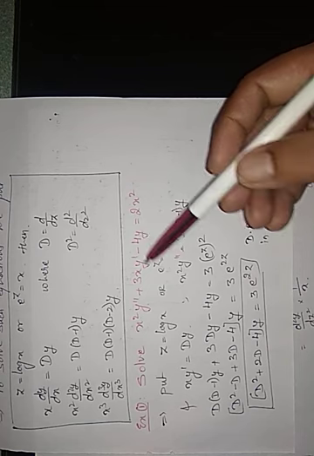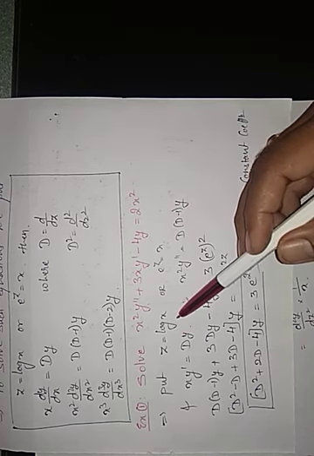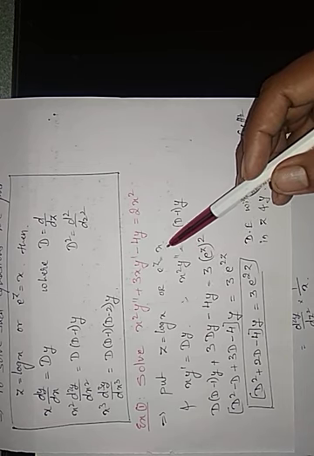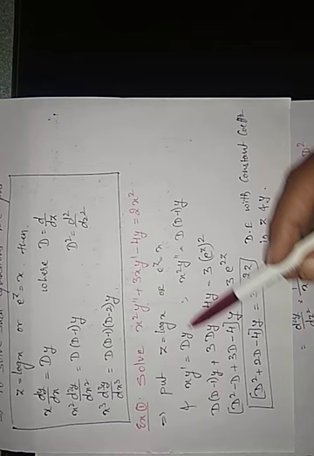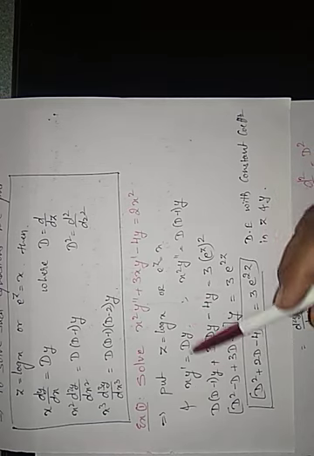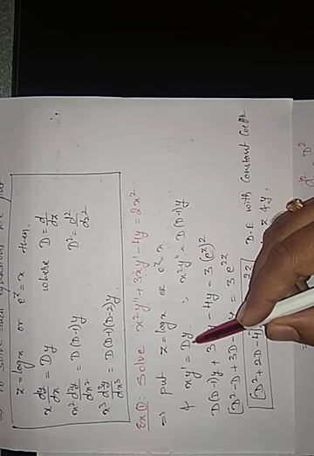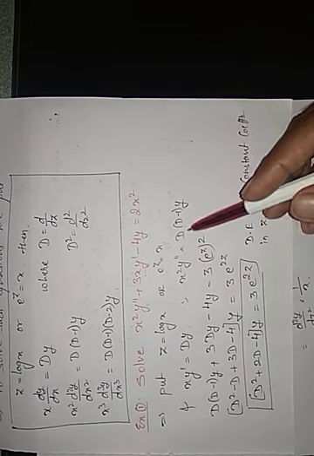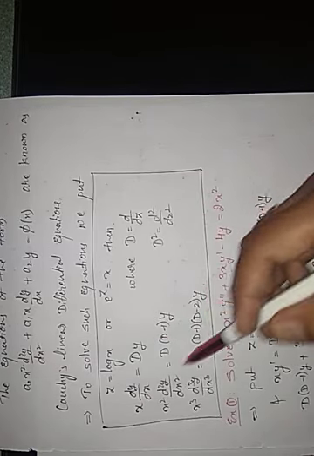To convert this one into one with constant coefficients, let me put z is equal to log x, or e to the power z equal to x. By substituting these, what I will get: x y dash I can replace by capital D into y. x square y double dash can be replaced by D into D minus 1 into y. Already we have proved this, I have shown this formula. You have to remember this formula for Cauchy's.